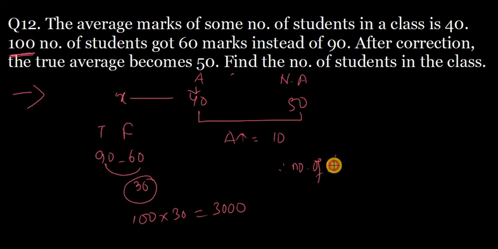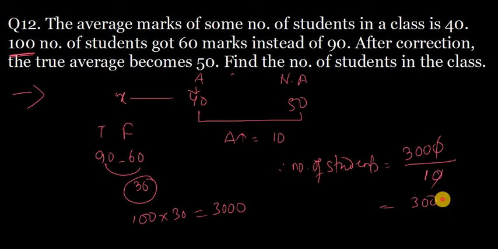Therefore, the number of students equals the total difference in marks, 3000, divided by the increase in average, 10. So the number of students will be 300.